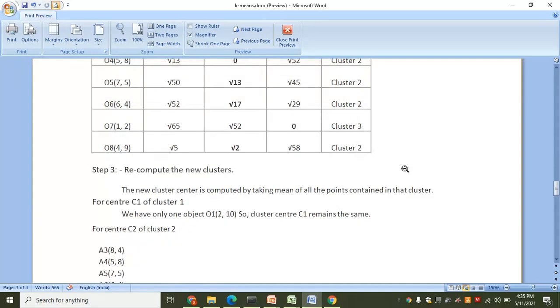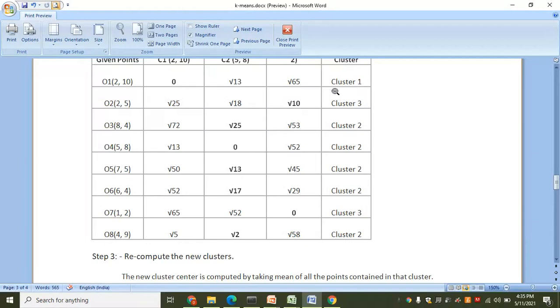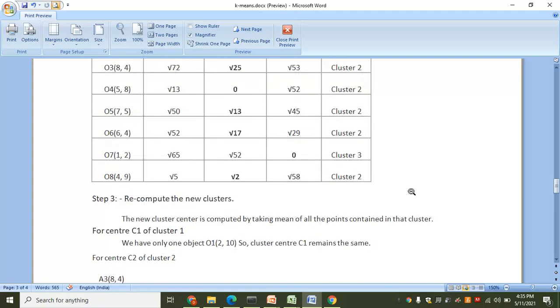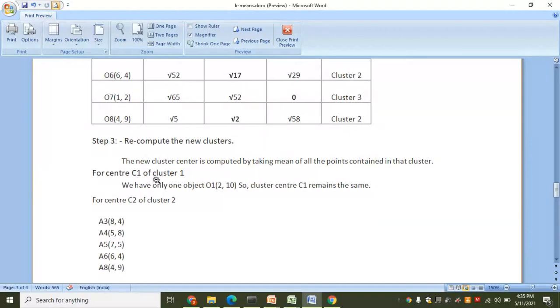Now, the next step is we need to compute the new clusters. For computing the new clusters, we need to calculate the new center. The new cluster center is computed by taking the mean of all the points contained in that cluster. For example, cluster 1 has only 1 point, cluster 2 has 5 points, and cluster 3 has 2 points. So we need to take the mean of those data points to get the new cluster centroid. For the center C1 of cluster 1, we have only one object, that is O1. So the cluster center C1 remains the same. There is no change in that.